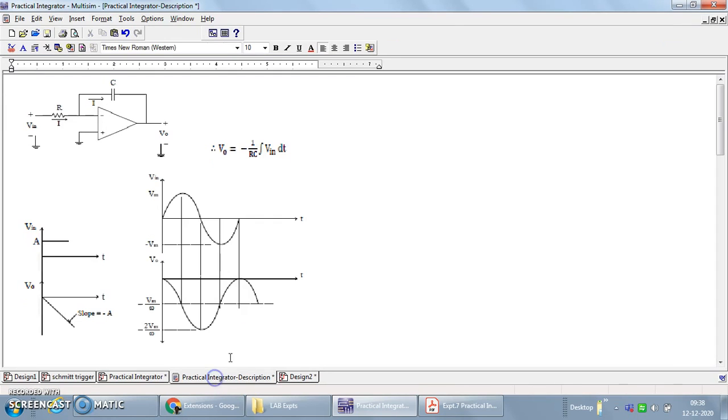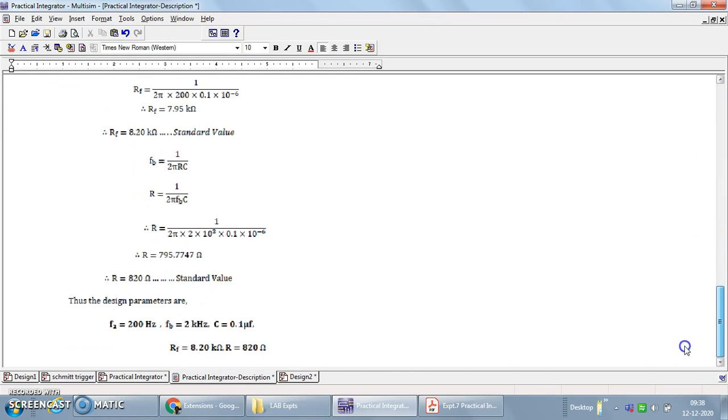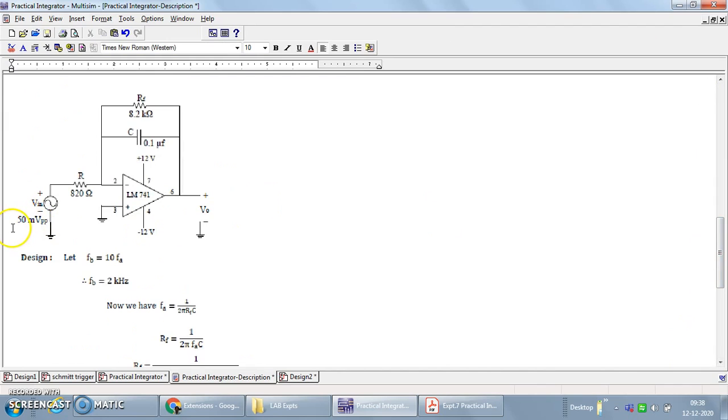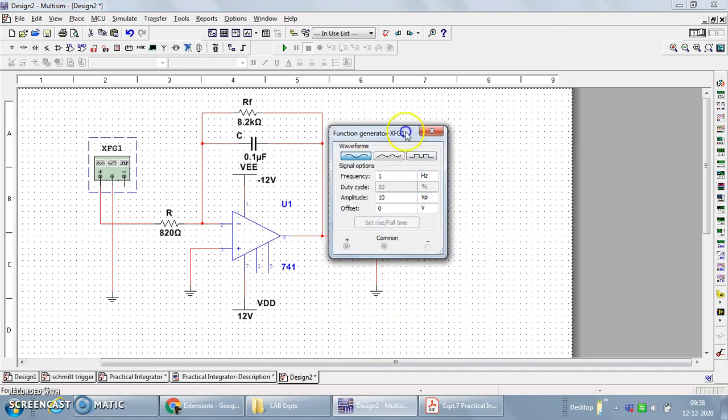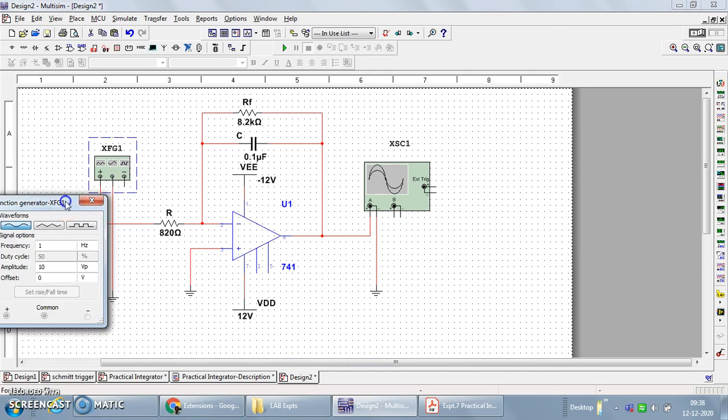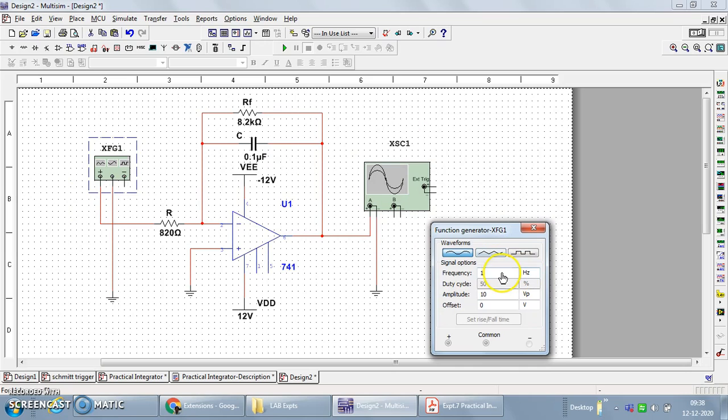So let us choose the value of input signal parameters. Vin should be, let us take it of the 50 millivolt peak to peak, and let us choose it of one frequency within the 200 Hz to 2 kHz, for which we have designed the circuit. So let us initially keep it as a sine wave only. So let us make this of, okay, 1000 Hz, and peak to peak amplitude, let us keep it as 25 millivolts.